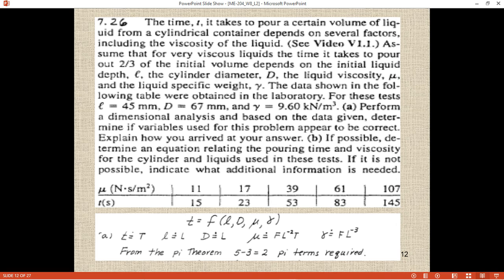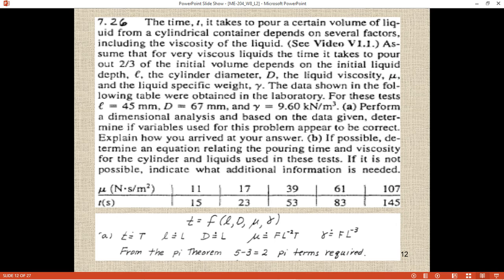If possible, in part B, determine an equation relating the pouring time and viscosity for the cylinder and liquids used in these tests. So we also have to develop a relationship between the pouring time and the viscosity for the cylinder and liquids used in this test, where the cylinder diameter, the length, and the specific weight are used. If it is not possible, indicate what additional information is needed.